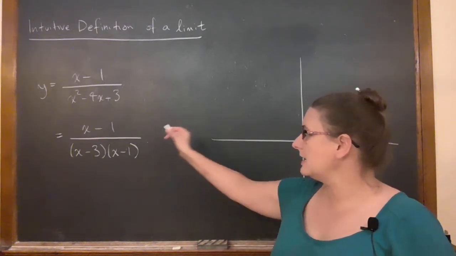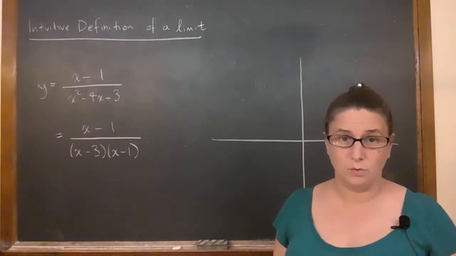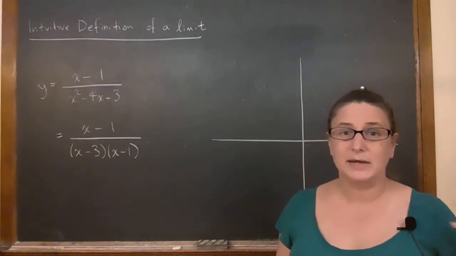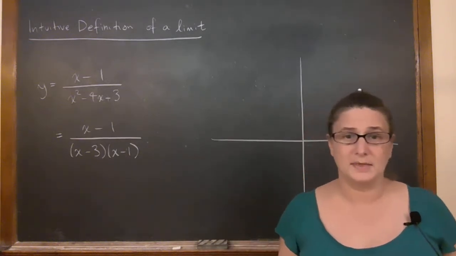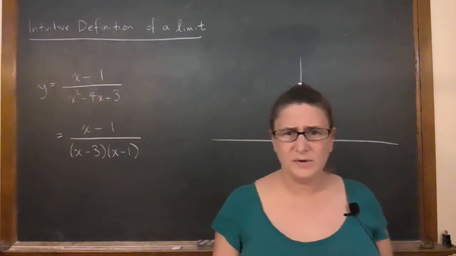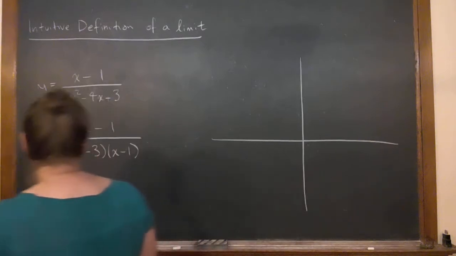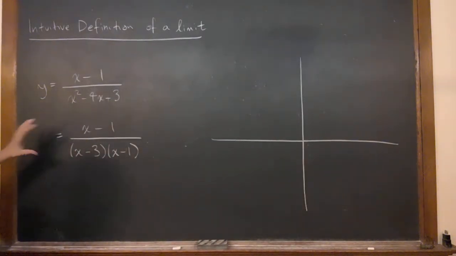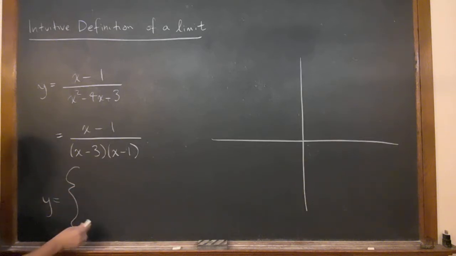It only makes sense to cancel the top and the bottom when I'm away from the point at x equals 1. Because at x equals 1, I have this thing where it's 0 over 0, and I don't know what that is, right? It's just not part of the domain. We don't know what it is. It's not defined there.